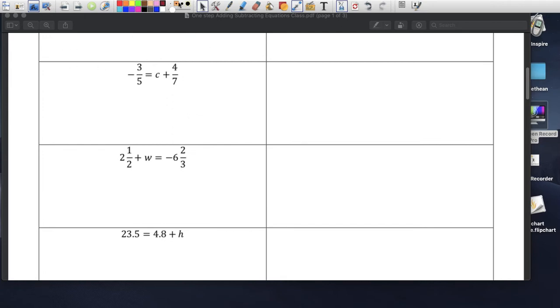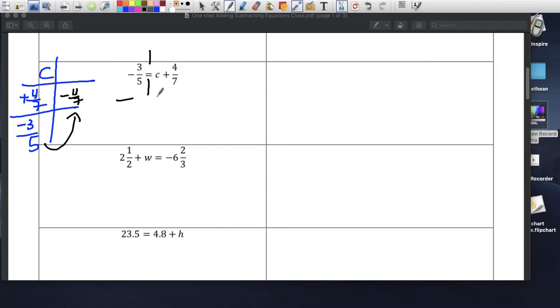Okay, so here again, whether it's decimals or fractions, it really shouldn't matter. C is my variable. I'm adding 4 over 7, and that somehow is going to give me negative 3/5. Going backwards, what's the operation I want to do? I want to do minus 4 over 7.